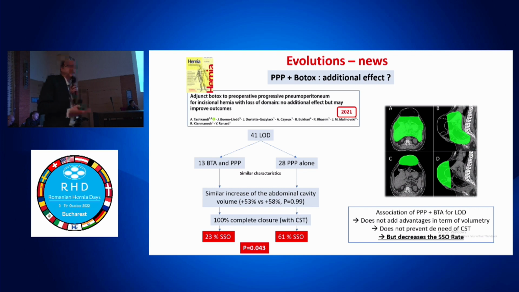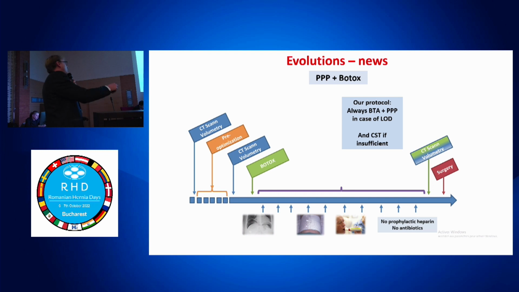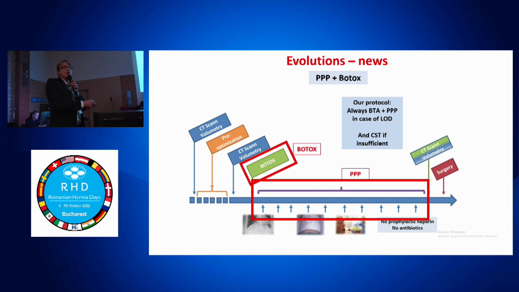So what is the real effect of adding pneumoperitoneum and Botox? We published last year, including 40 loss of domain, some patients receiving Botox and pneumoperitoneum, some patients receiving only pneumoperitoneum, and we report a similar increase of the abdominal cavity volume. But when we use Botox, we find fewer postoperative complications. So our conclusion was that the association of Botox and pneumoperitoneum doesn't add any advantage in terms of volumetry. It doesn't prevent the need for component separation, but it decreases the SSO rate. That's why it is our protocol, and we always add Botox and pneumoperitoneum for all our loss of domain, and all the teams repairing loss of domain always use Botox and pneumoperitoneum.